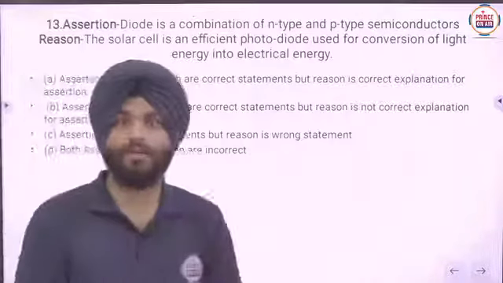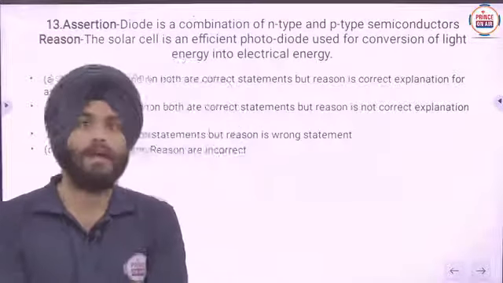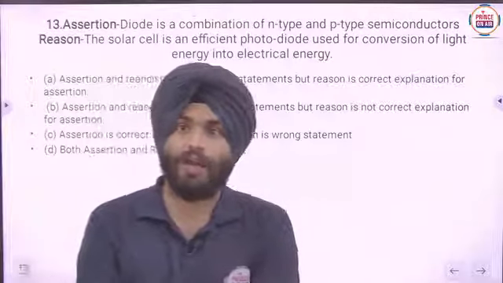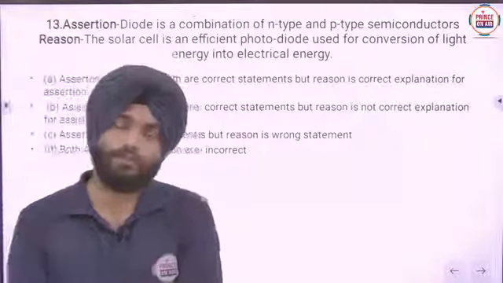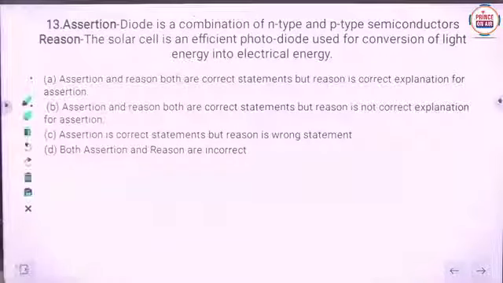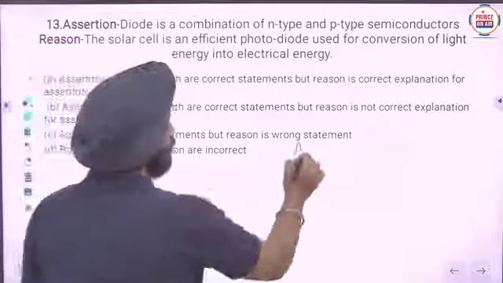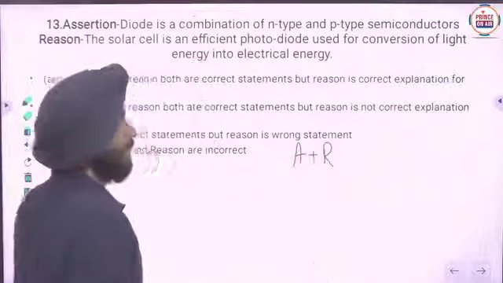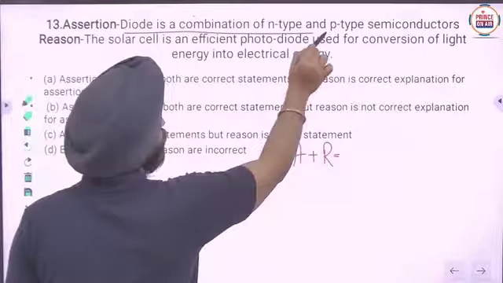Next, assertion: diode is a combination of N type and P type semiconductors. Reason: the solar cell is an efficient photodiode used for conversion of light energy into electrical energy. Okay, now check out and solve this question. Okay, done. Now assertion and reason. So check whether the assertion is correct or not. Diode is a combination of N type and P type.